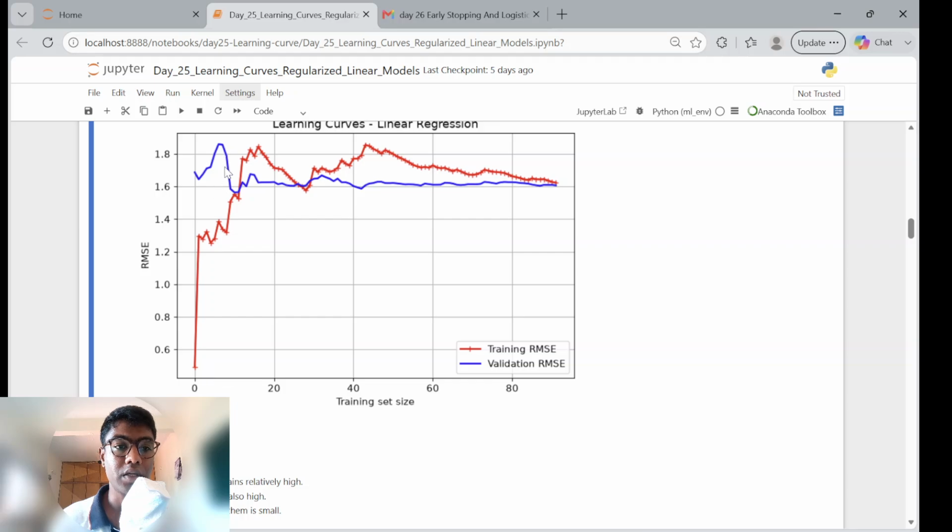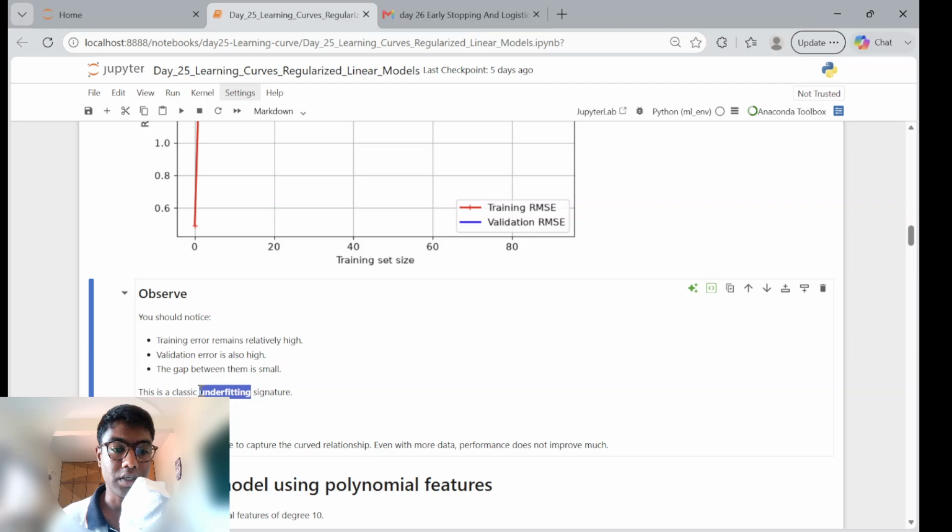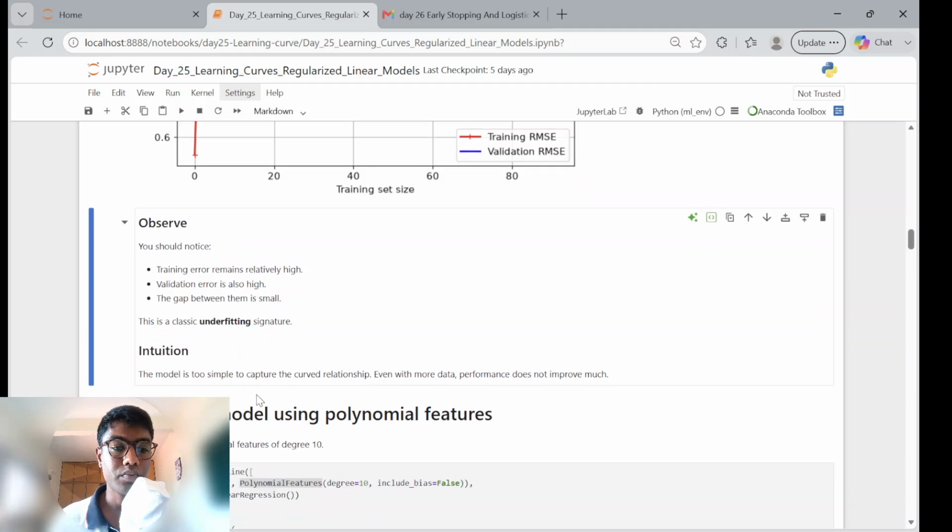Initially, the training error and validation error are super high, with a huge difference between the two. As you increase the training set, the error difference between training and validation decreases. This gives us an understanding that this is a classic underfitting signature, right? So we need to increase the data points or increase the related features for better model performance. Increasing more data is a key thing.